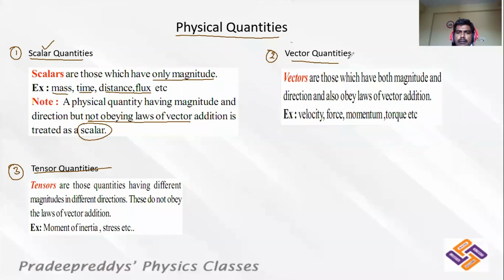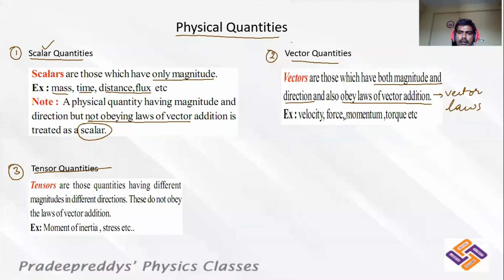Next is a vector quantity. A vector quantity is that quantity which has both magnitude and direction. You can represent a vector quantity with magnitude as well as direction, and it should obey vector laws. Not only the vector law of addition, there are a few laws that we will be learning in this chapter: triangle law, polygon law, parallelogram law of vectors, dot product, cross product. These are all laws which govern vector algebra. These are laws to be obeyed by those physical quantities in order to call them a vector.